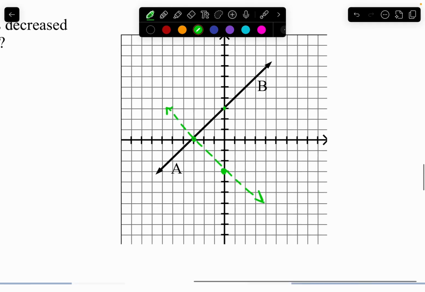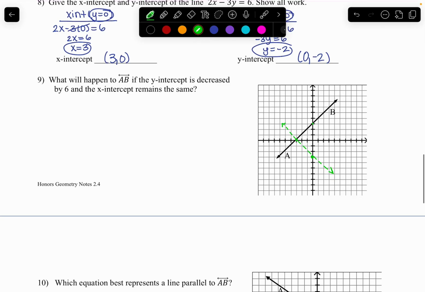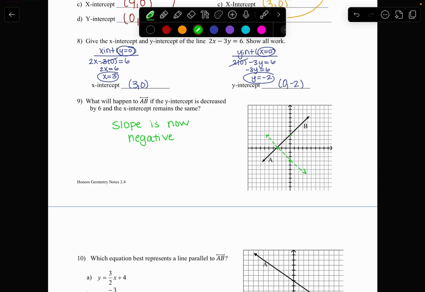So my line is now going to look a little something like this. Okay? So it's saying, what's happening? Well, my slope was positive, but now it's negative. So you can talk about having a negative slope. Slope is now negative. What else is true about it? Well, now you have a different y-intercept, but we already know that. So I would just talk about the slope is now negative instead of positive.